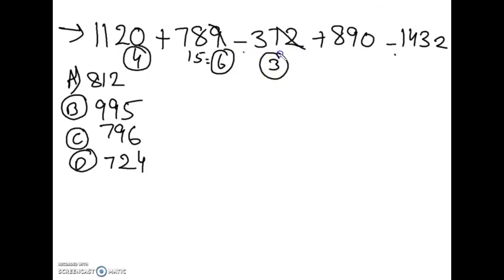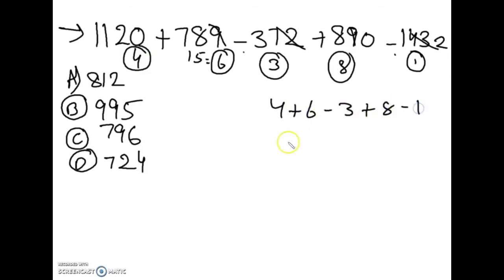9 is gone, 8 is the digital sum. Again 4, 5, 6, 7, 8, 9. So subtract them and the digital sum is 1. So if you observe, the digital sum is 4 plus 6 minus 3 plus 8 minus 1. So you need to add 4 plus 6, subtract 3 from that, add 8 to it, and subtract 1 from that. If you do that, you will get the digital sum as 14, which is again 5. So always the digital sum should be 5.